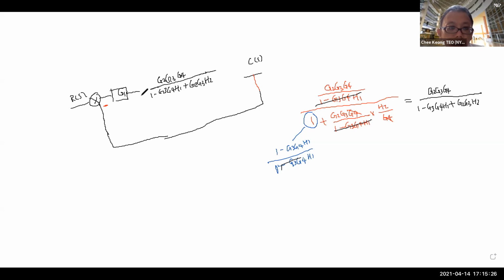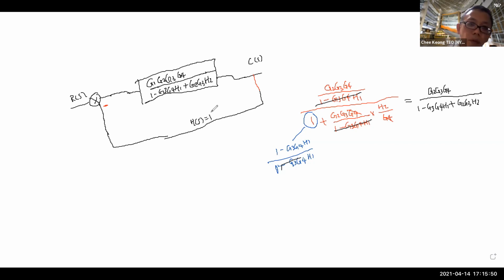So this is a very big term, but again, this guy can be multiplied in, so I can also eliminate this guy. Then I would have G1 over here, and I have a new block with a unit feedback. So this H of S is actually equal to 1 for unit feedback. Now I erase the working.